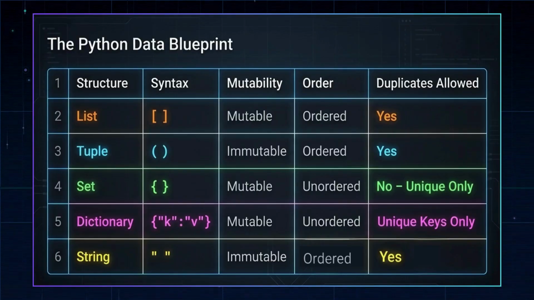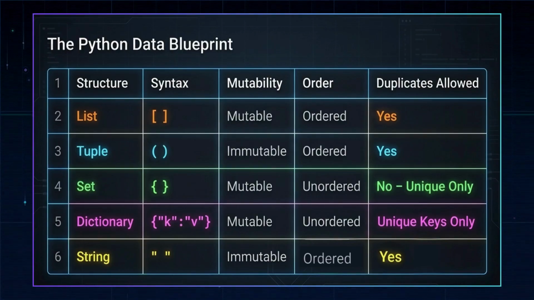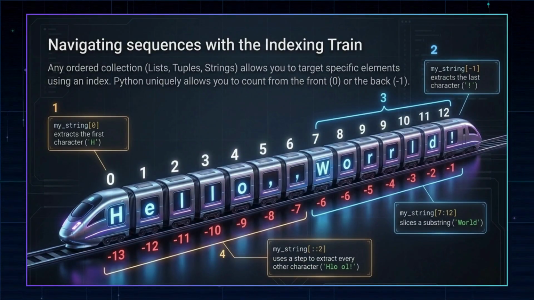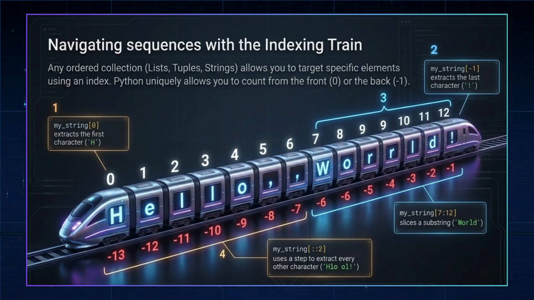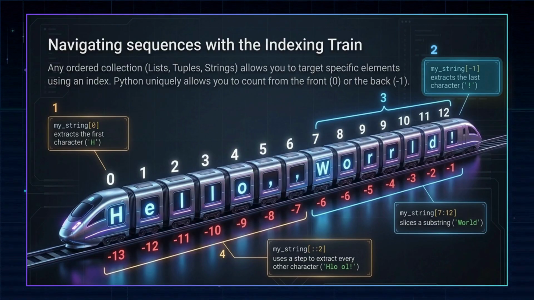Here's the master blueprint. Lists, tuples, sets, dictionaries, and strings, compared by mutability, whether they keep order, and whether they allow duplicates. For ordered types, strings, lists, tuples, Python gives you an indexing train. Count from the front starting at 0. Or, uniquely to Python, count from the back starting at -1 to slice out exactly the section you need.